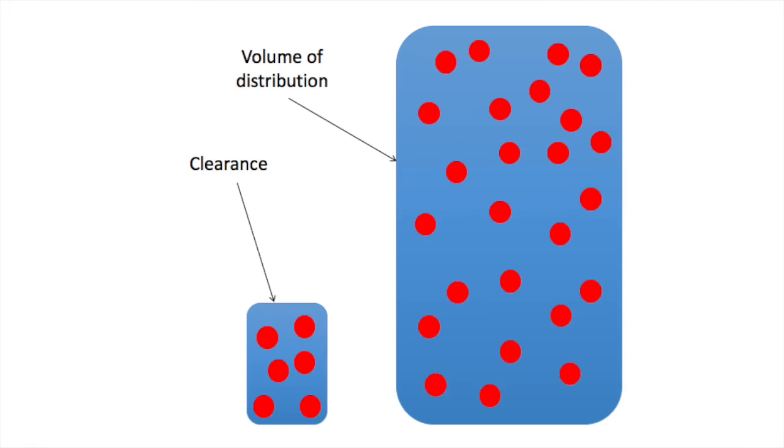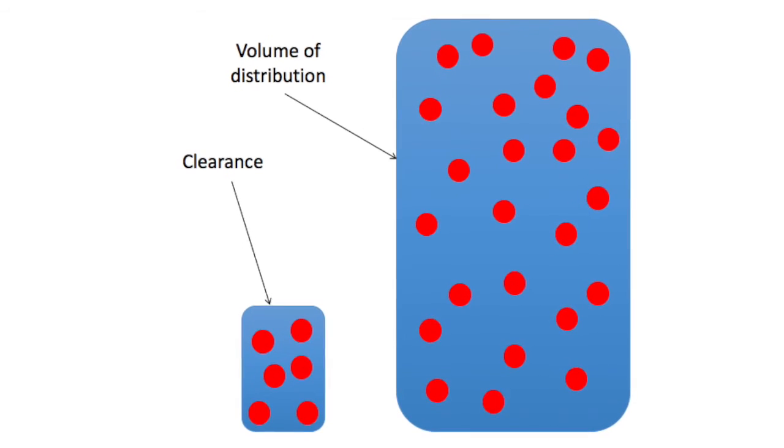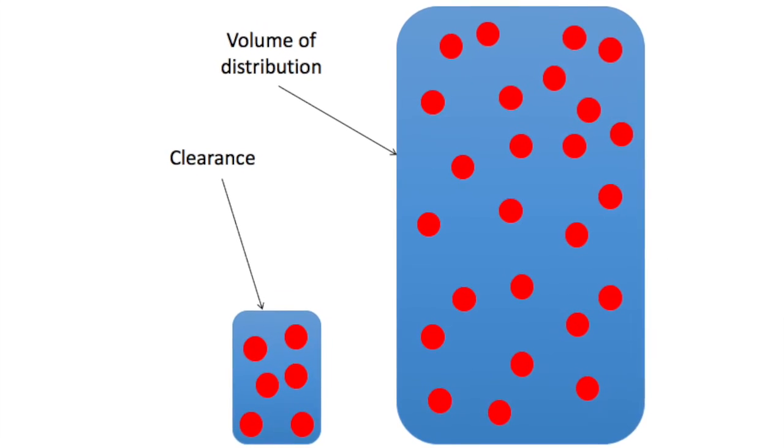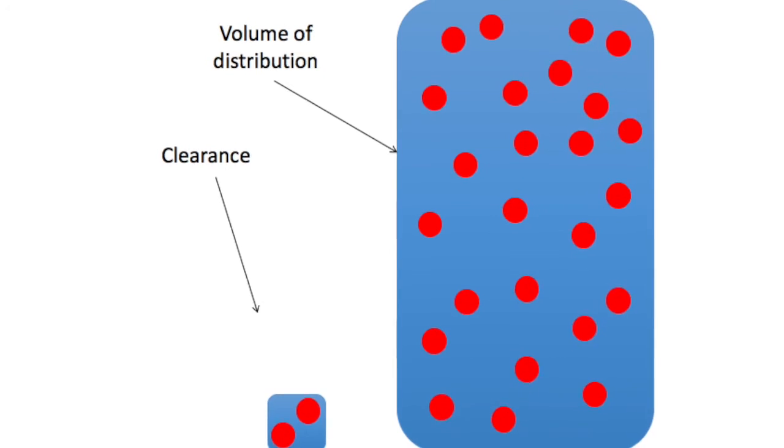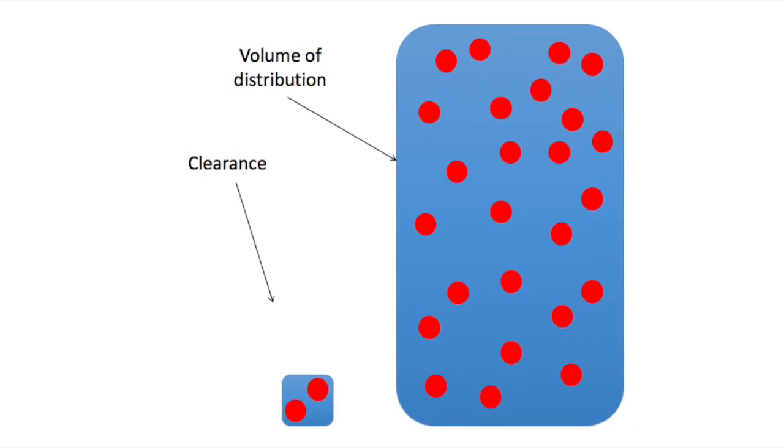Now, what if the clearance changes and the volume of distribution stays the same? The value of clearance determines how much drug is eliminated from the body for a given drug concentration. The smaller the clearance, the less drug is eliminated.